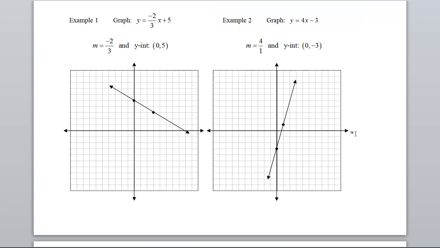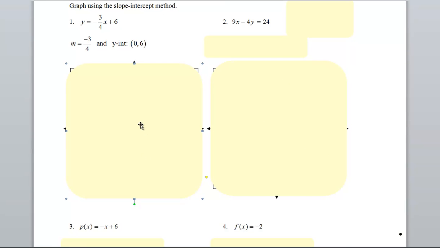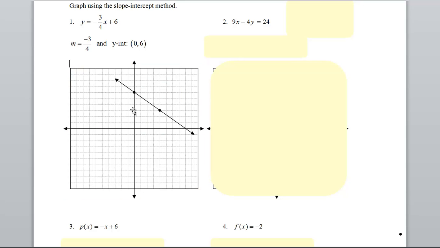Of course, I've got some more. I need you to graph using the slope-intercept form. So go and graph this, pause me, and see if you come up with what I did. My slope is -3/4. My y-intercept is 0, 6. So I plotted the point 0, 6, and from there I went down 1, 2, 3, and to my right 1, 2, 3, 4, and I connected.